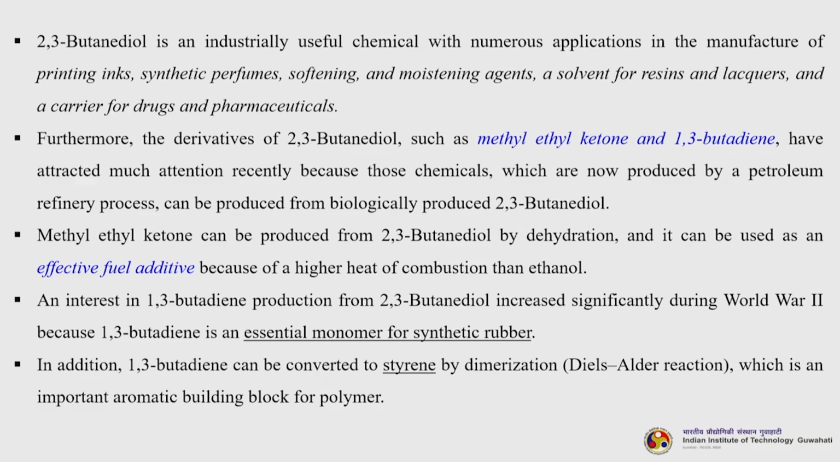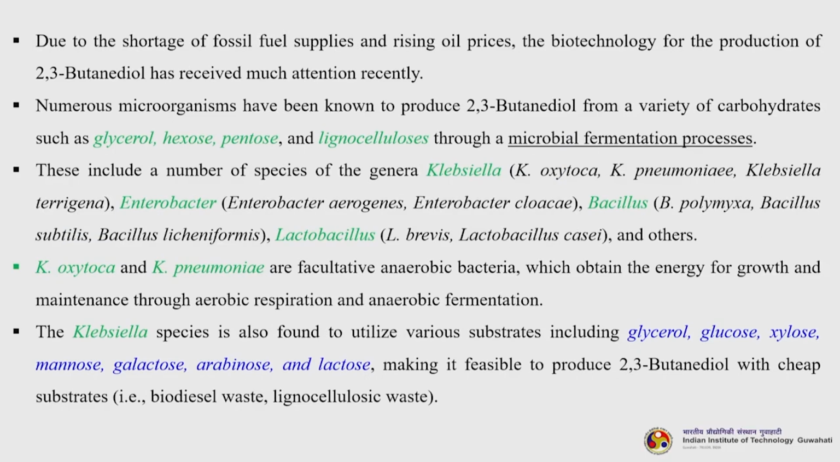Methyl ethyl ketone can be produced from 2,3-butanediol by dehydration. It is a simple process, and it can be used as an effective fuel additive because of a higher heat of combustion than ethanol. Interest in 1,3-butadiene production from 2,3-butanediol increased significantly during World War II, because 1,3-butadiene is an essential monomer for synthetic rubber. In addition, 1,3-butadiene can be converted to styrene by dimerization, which is an important aromatic building block for polymers. Due to the shortage of fossil fuel supplies and rising oil prices, the biotechnology for the production of 2,3-butanediol has received much attention recently.